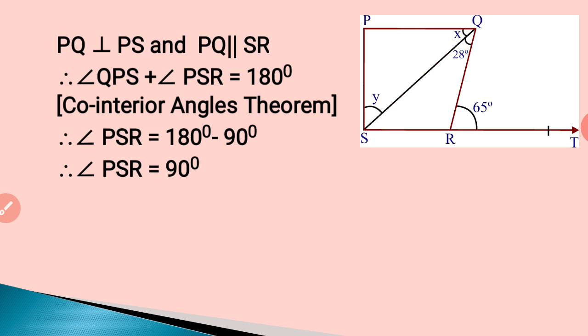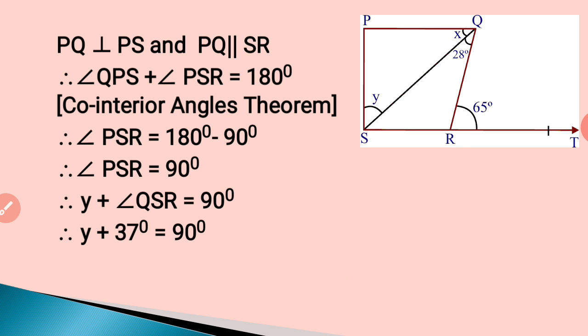Now, angle PSR is divided into two parts, that is angle PSQ and QSR, and one angle is already known to us. So we can easily find the value of the other angle, that is Y. So Y plus angle QSR is equal to 90 degrees. Therefore, we get the value of Y to be 53 degrees, because we have already found the value of angle QSR.